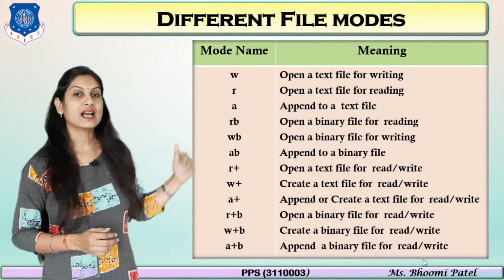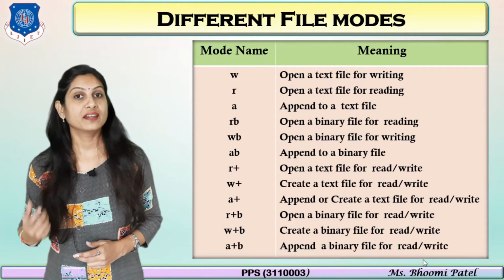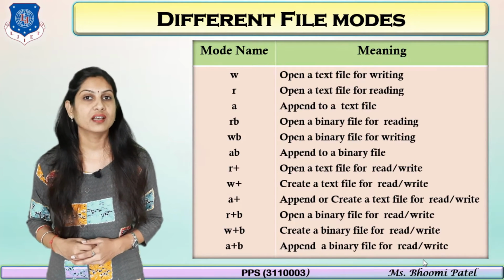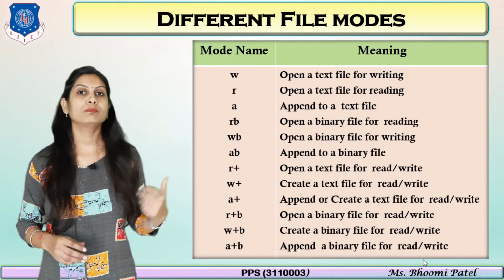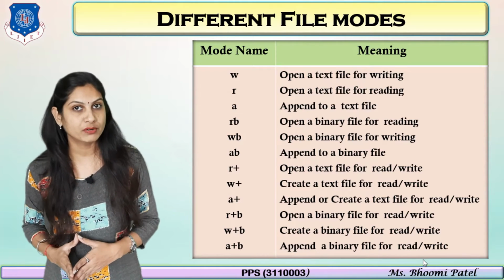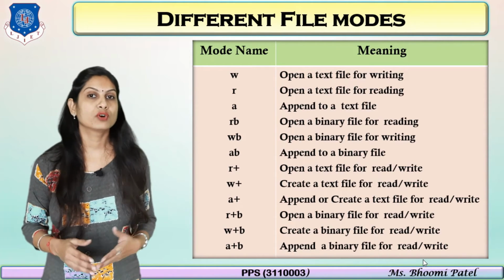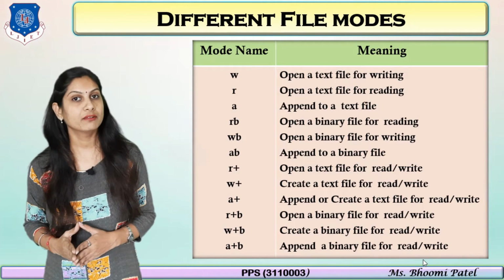Now the next is r plus. R plus indicates that you can read the data and also write the data in that particular file. Similarly, w plus means you can write and read, both operations you can perform. So a plus means what? You can read, write and append the data in a particular file.